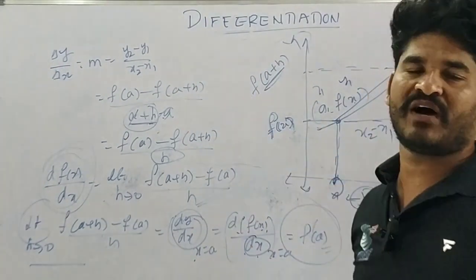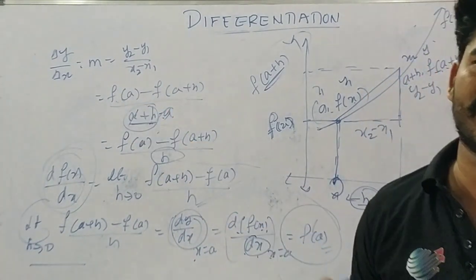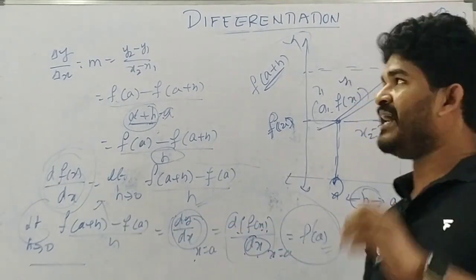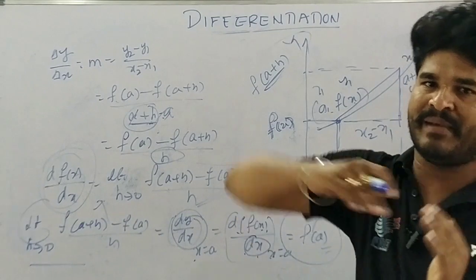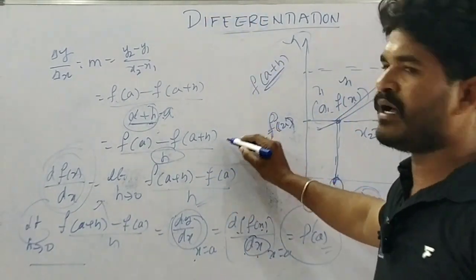The best example: f dash of a equals the limit as h tends to 0 of f of a plus h minus f of a divided by h. This is the example where we represent the slope of the differentiation using the graphical method.